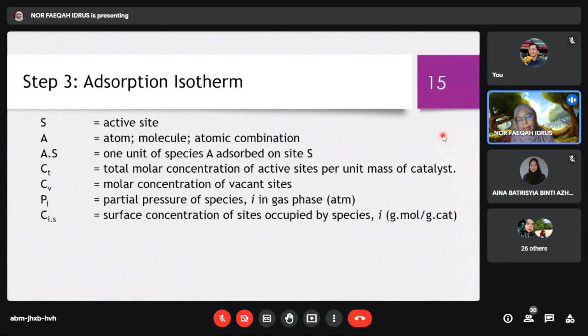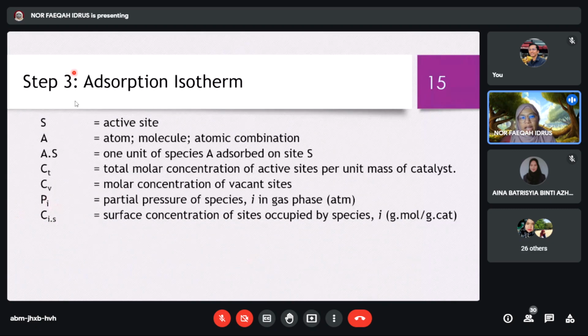So the reaction involves gas phase reaction. Usually when you write the rate law equation, you write it in terms of concentration, negative rA equals kCA. But for gas phase reaction, we write it in terms of partial pressure, because we can relate the concentration with partial pressure with the ideal gas law equation.